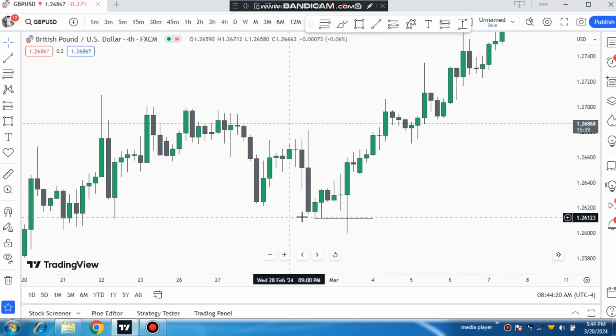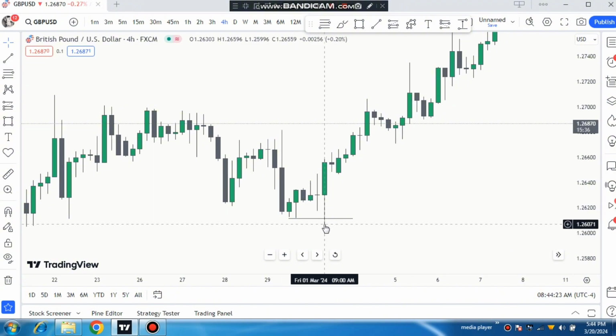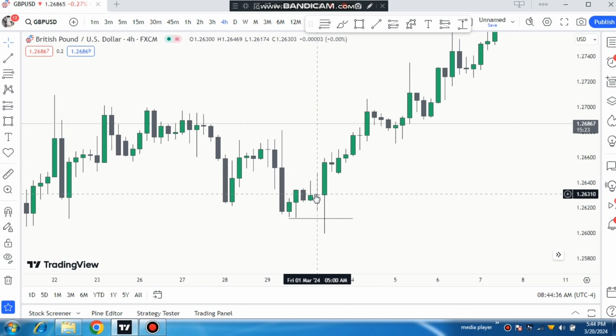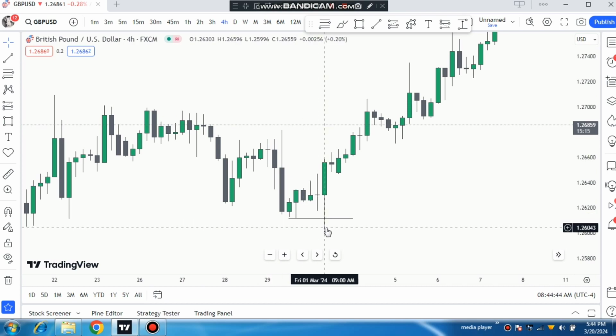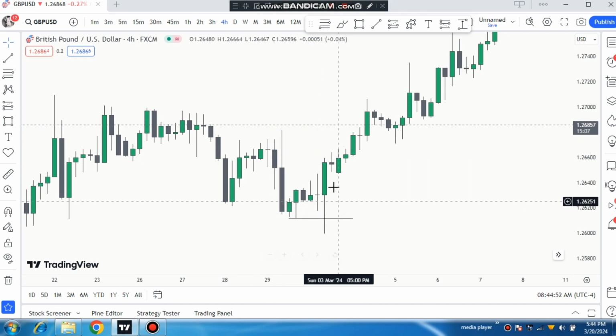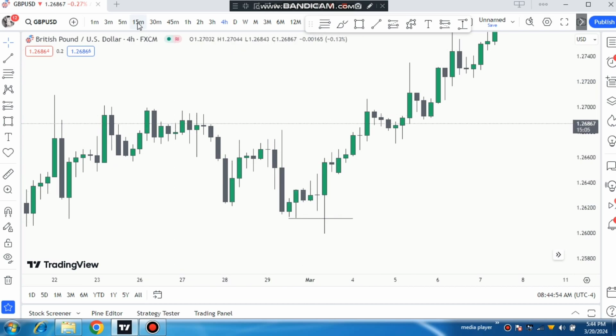Now the third thing, on the 4-hour time frame, you have to wait for the price to close above this horizontal line. The price will sweep this swing low, but it will close above it. As you can see here, the price went below it and then it closed above it. This is what you have to look for on the 4-hour time frame. Three things: first mark this swing low, wait for the price to sweep this swing low, and then wait for the price to close above this horizontal line. All three conditions are met here. Now you have to shift to the 15-minute time frame.